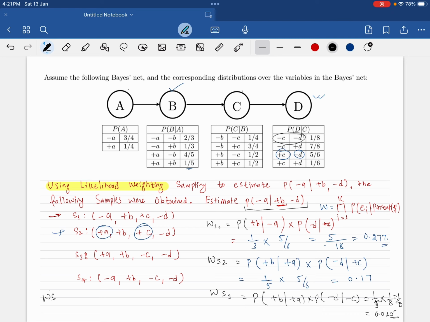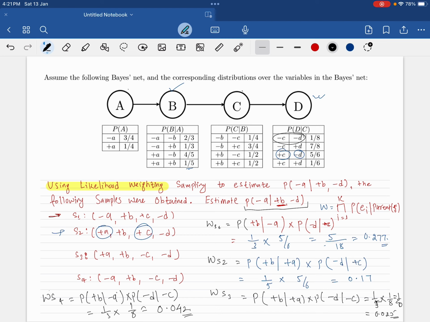Right. Now we can also find the weight of the sample S4. That will be probability of plus b given minus a into probability of minus d given minus c. So that will be 1 by 3 into 1 by 8. That will be 1 by 24, and we will have 0.042.